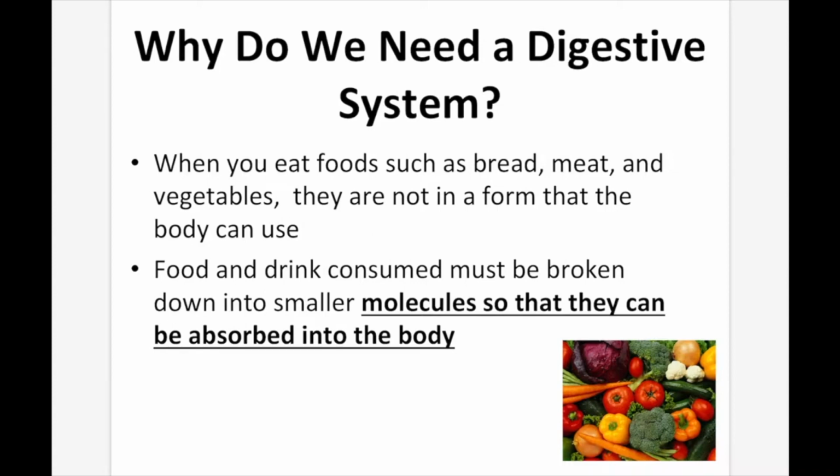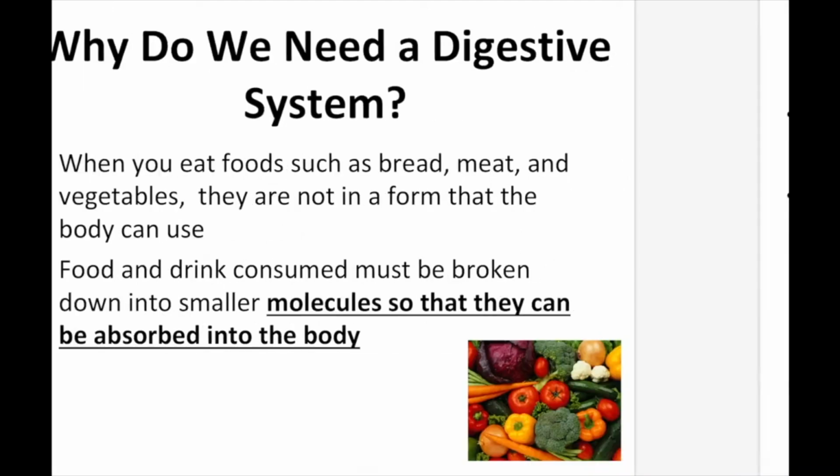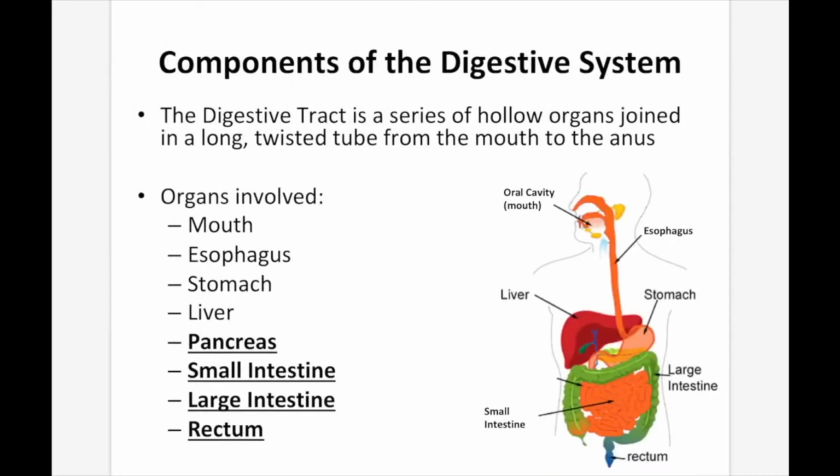We need to break them into smaller pieces to get them down. It's the same idea with our digestive system. The pieces that we take in need to be small enough to be absorbed into our body. What are the components of the digestive system?